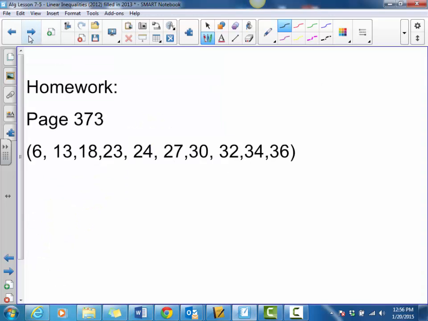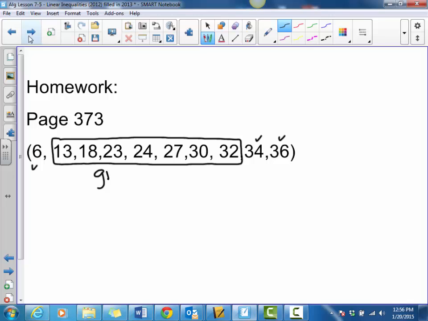Okay. Homework, page 337. You have 10 problems. Most of them are graphs. I think these 7s are probably going to be you graphing an inequality. And it might even be number 6 as well. Okay, I passed graph paper out in class, so there you go.